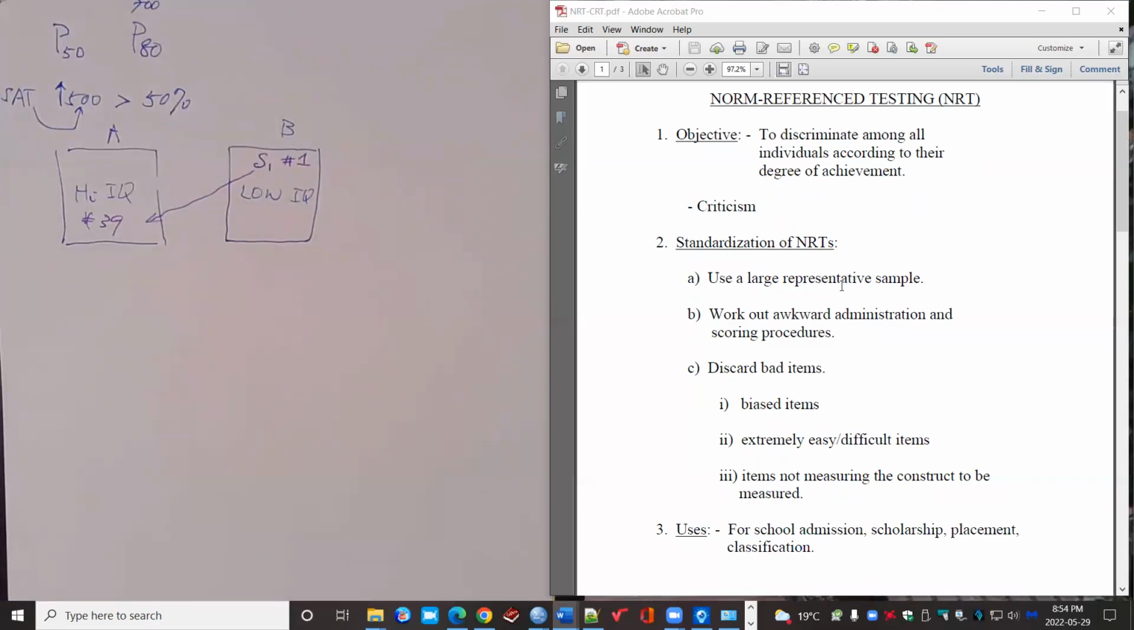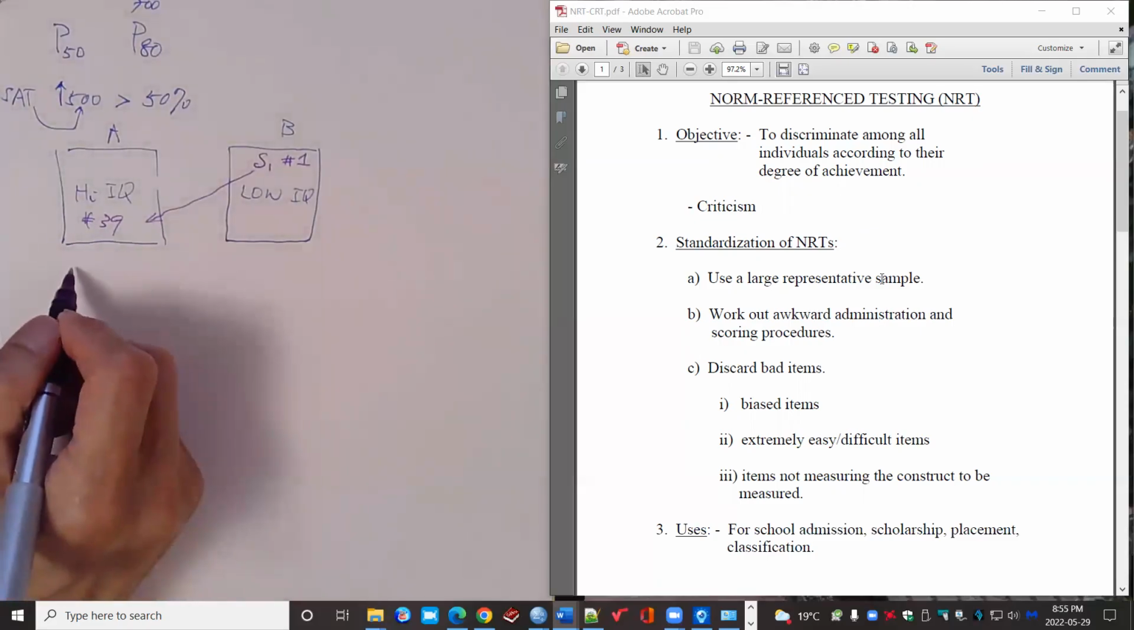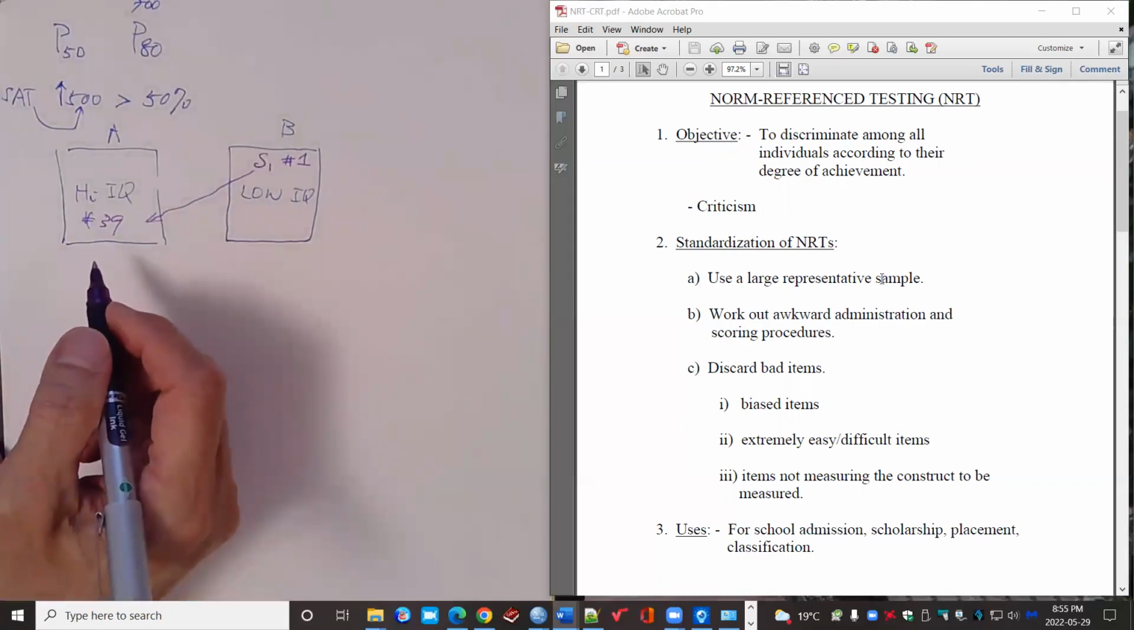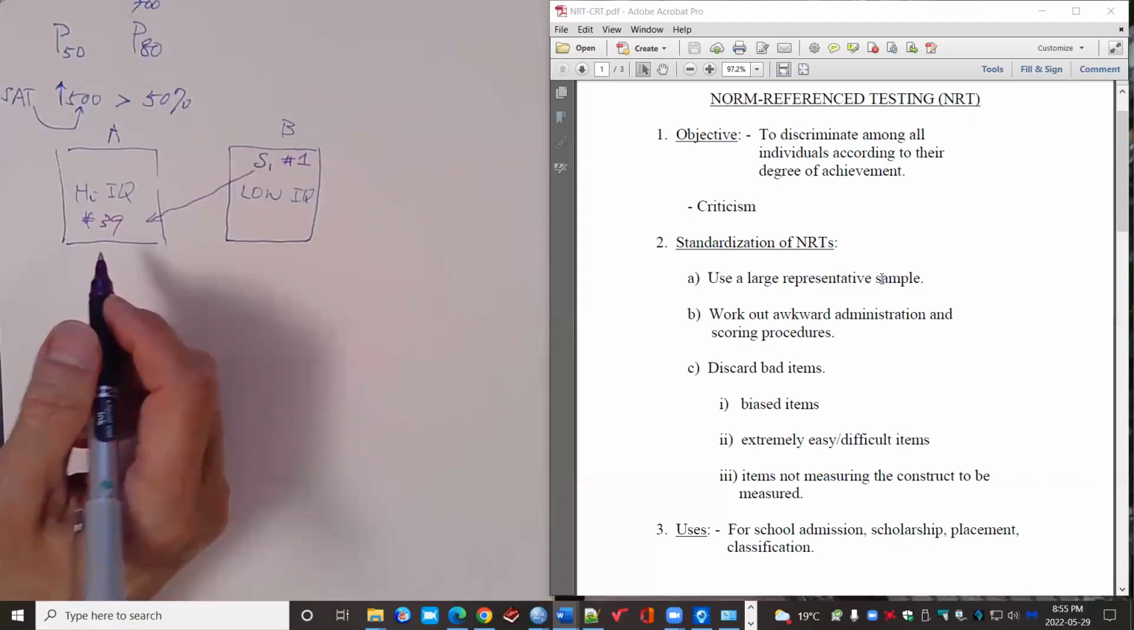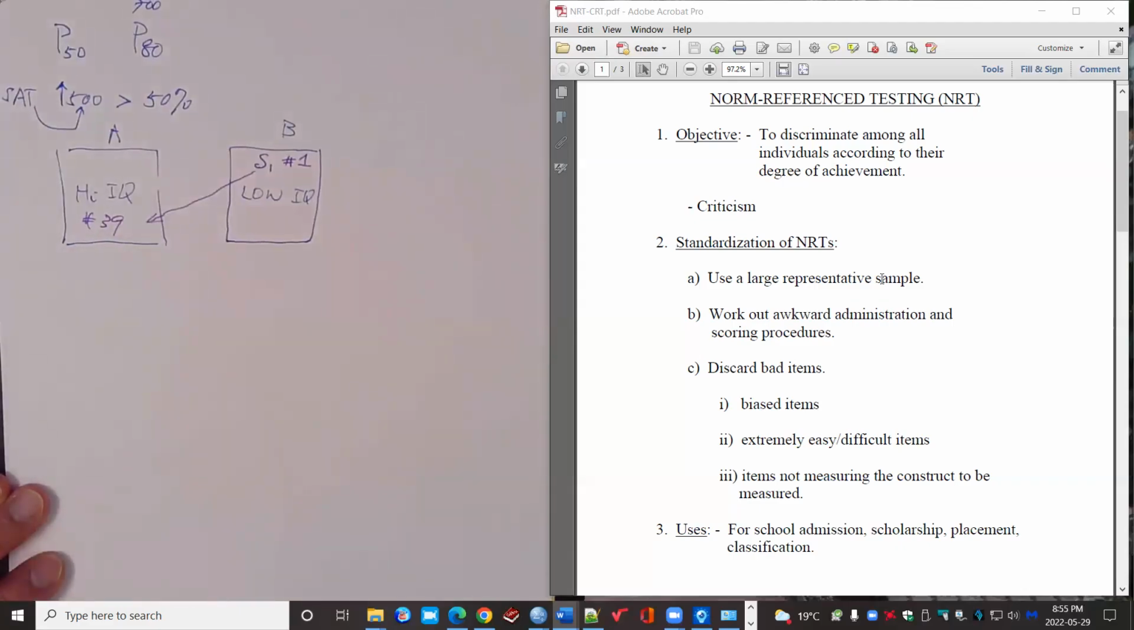Now, first of all, let's take a look at the standardization of a norm reference test. How do we standardize it? We use a large representative sample. Okay, how large? Most of the time, it depends on what procedure. I'm not going into this because it will take me several hours to discuss this, whether we are using classical test theory or item response theory or some other theories, okay? But I'm not getting to that.